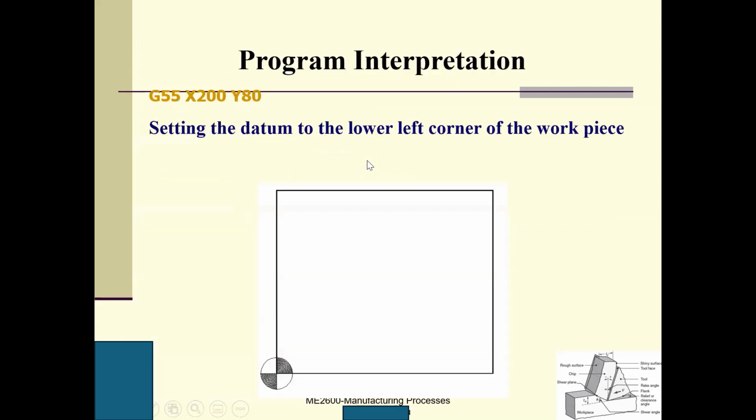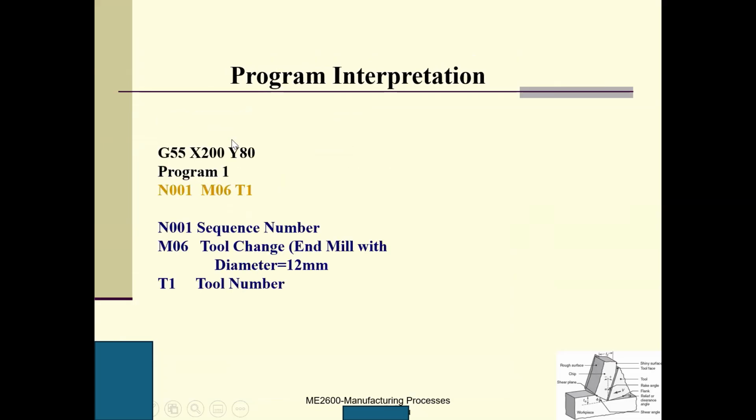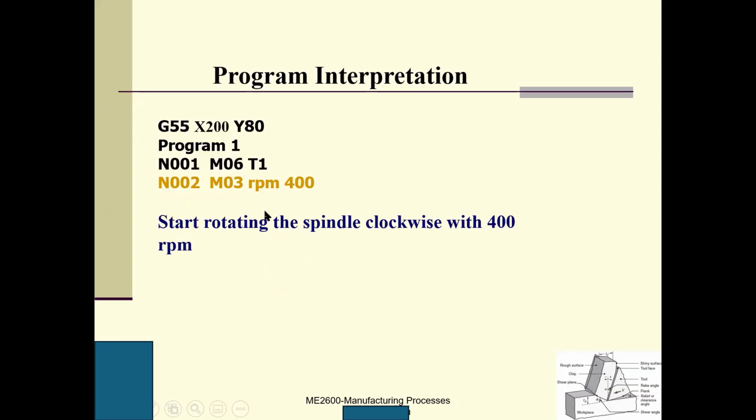So here, actually, this is the following slides just to show us just what I just explained to you. At the very beginning, our tool is here, at the bottom left edge. Then I will go here, this is the program identification number, and then we change the tool. So this is actually what I showed you.